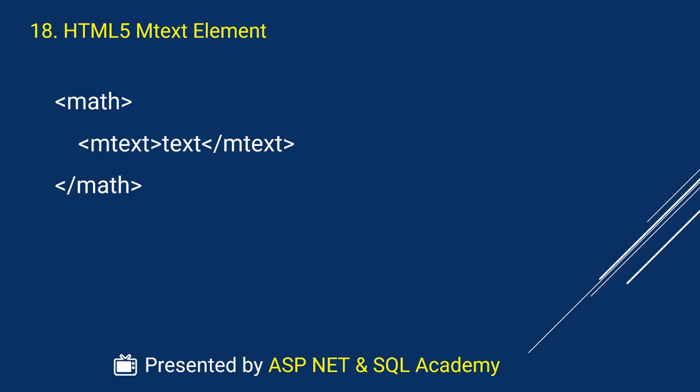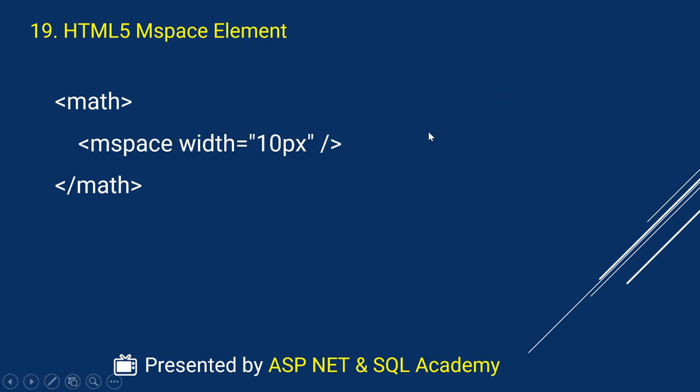The mtext element is used to define math text. It is often used to specify text in a mathematical equation. The mspace element is used to define math space. It is often used to specify a space in a mathematical equation.